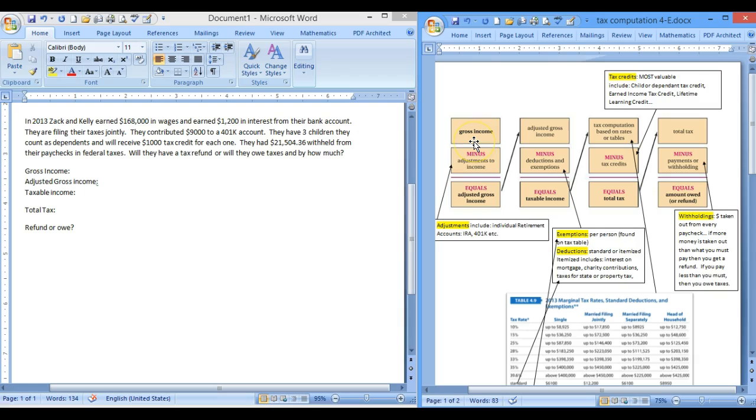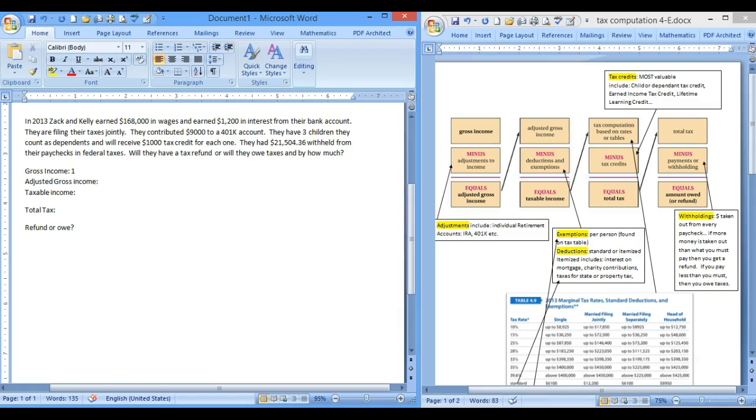The gross income is everything that they've earned. What we were told is they have $168,000, but they also earned $1,200 in interest. Adding those together, we get their total gross income, which is $169,200.